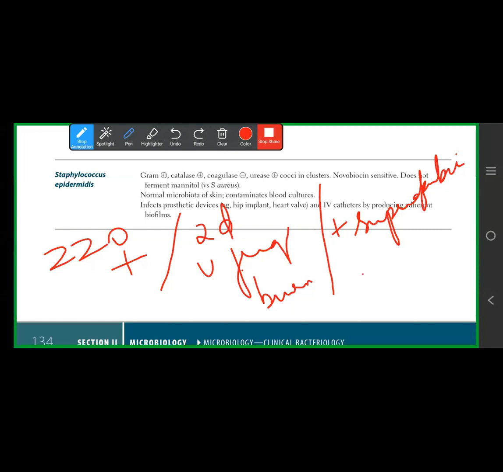The urine analysis shows nitrite negative. Nitrite negative means it's not E. coli. And it is leukocyte esterase positive. So now they're asking us what is the answer. Here it is going to be Staphylococcus saprophyticus.